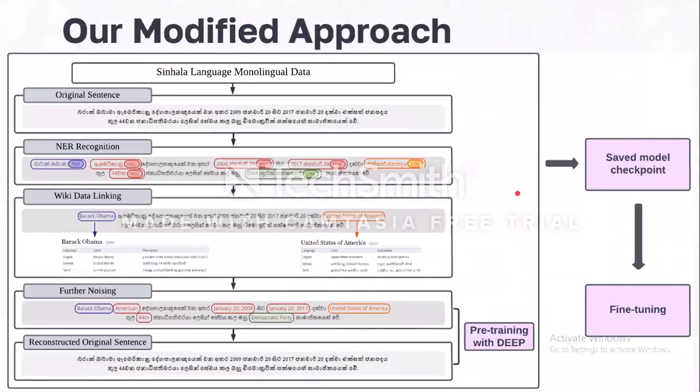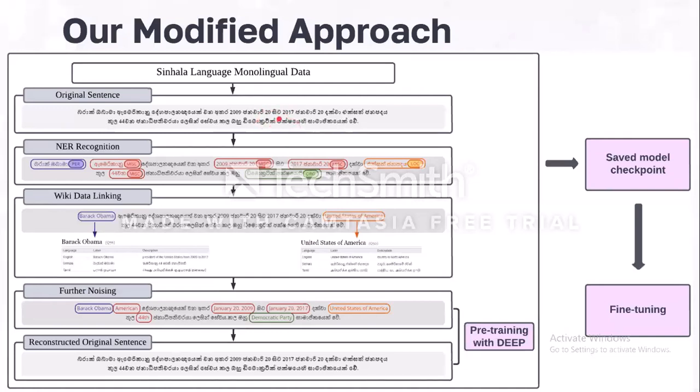This figure illustrates our whole proposed approach. In our research, we considered neural machine translation between English and Sinhala languages. Let's look at what happens through our approach considering only one sentence from the monolingual Sinhala language dataset. Now let's consider this sentence as the original sentence.